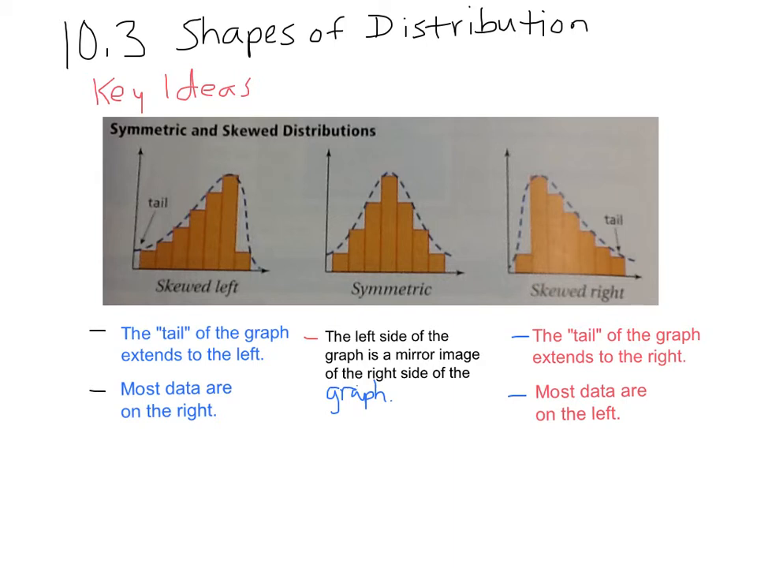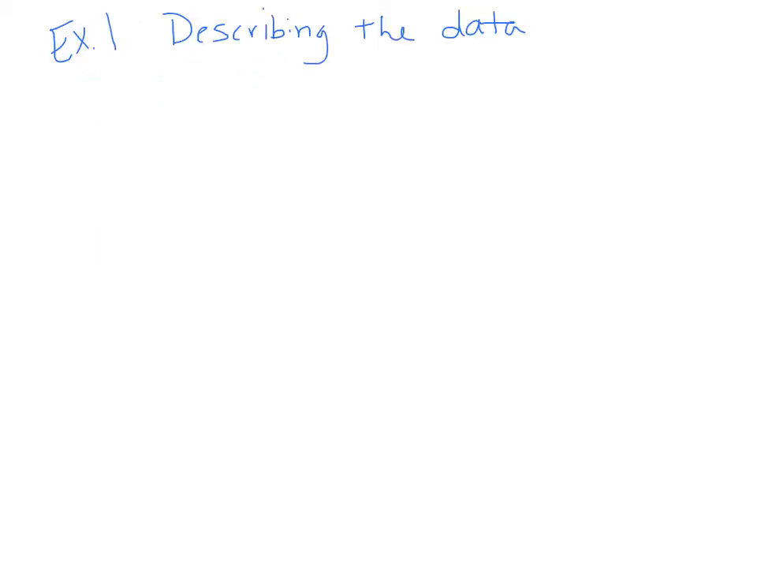The skewed right is the tail of the graph extends to the right, and most of the data are on the left. So to describe this data, all you would simply do is say it's either a skewed left, a symmetric, or a skewed right piece of data, and this is an example of how to do it.